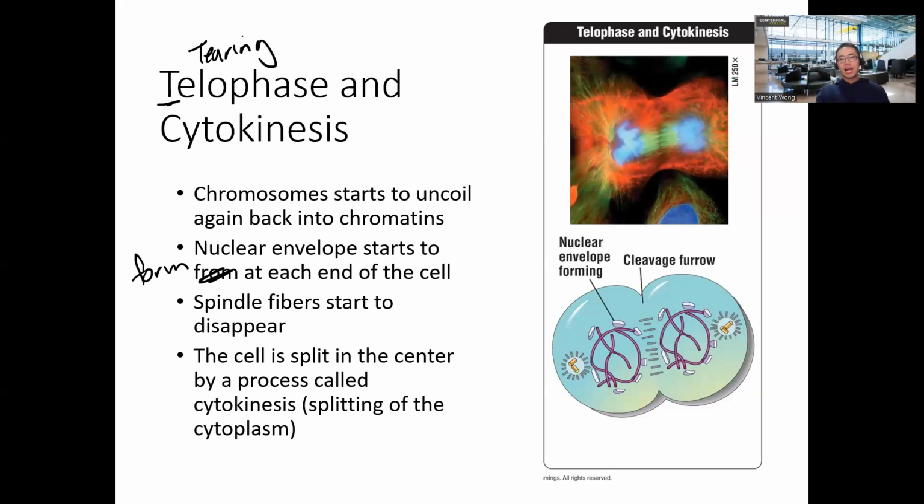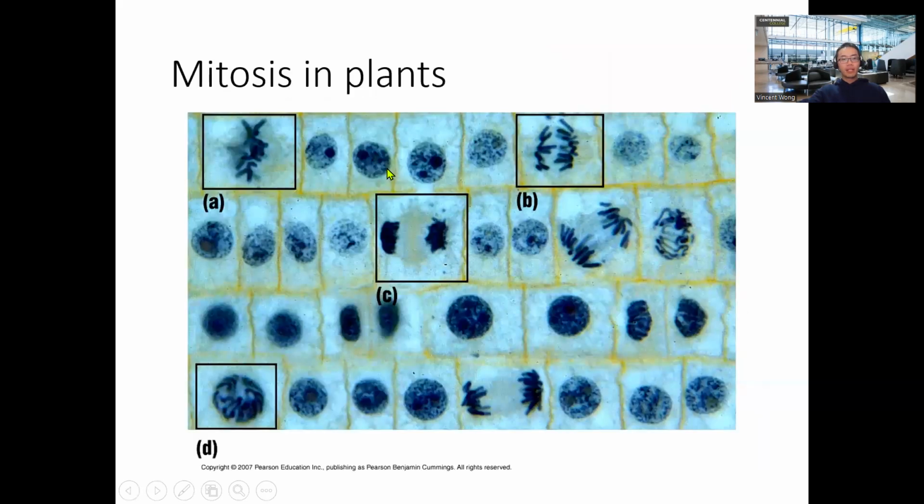Yeah, that's exactly what's going to be happening in the cell. You're going to have this ring that forms in the middle. The ring will cleave into the cell, causing it to become 2 separate cells. This process, again, is called cytokinesis. All right. So that's it, the 4 phases of mitosis.